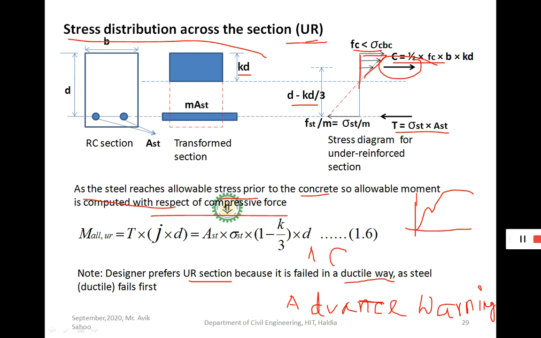When large deflection takes place, many cracks will come, so we get an advance warning. Then we see that the structure should be repaired. So due to the ductile failure, the under reinforced sections are preferred, and here the failure takes place gradually.